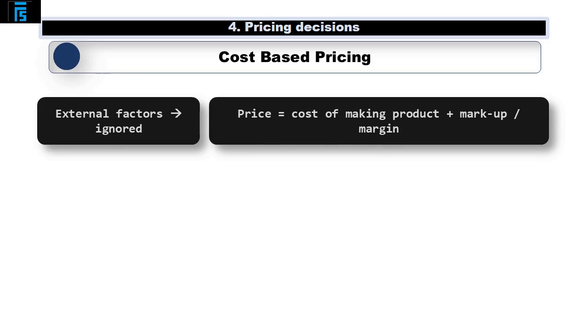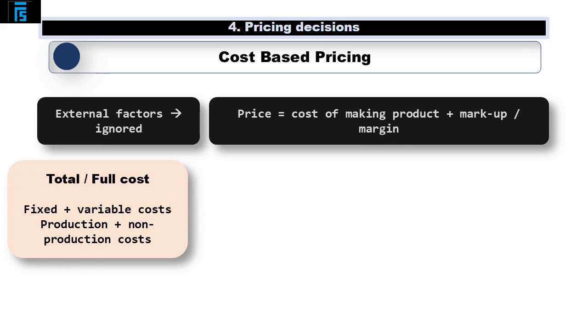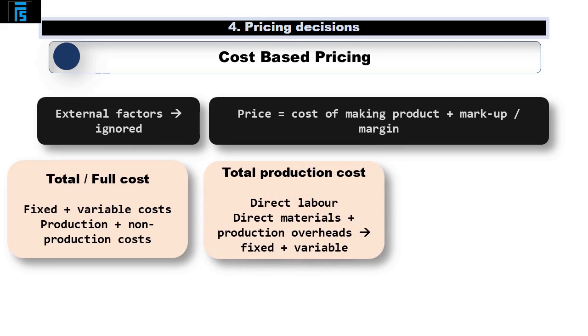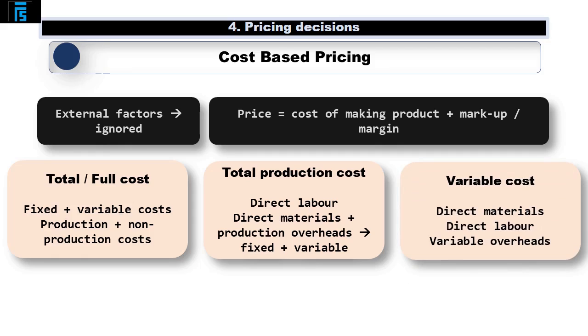There are three cost bases we can use to calculate a selling price. The total or full cost, that is all fixed and variable costs, production and non-production costs. The total production cost, this time this will be direct labour, direct materials and production overheads, both fixed and variable. Or the variable cost, being direct materials, direct labour and variable overheads.